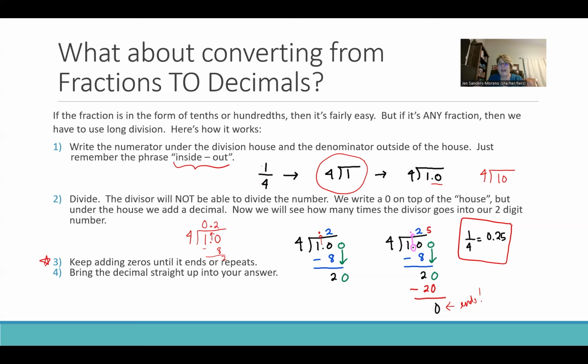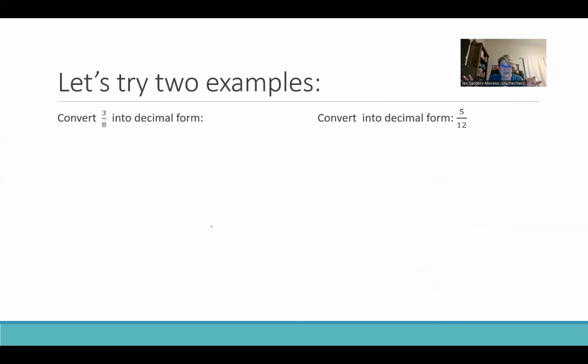Okay. All right. So we're going to try 2 of these right now. The first one is convert 3/8 into decimal form. The first thing I'm going to tell my students is, let's say inside out to set up the division. Okay. So we've got our little division house. Inside is the 3, outside is the 8.